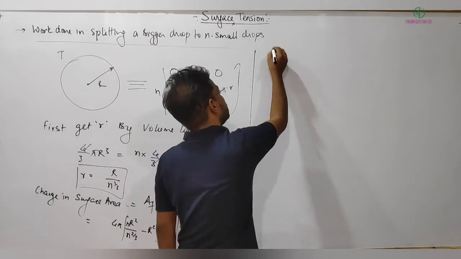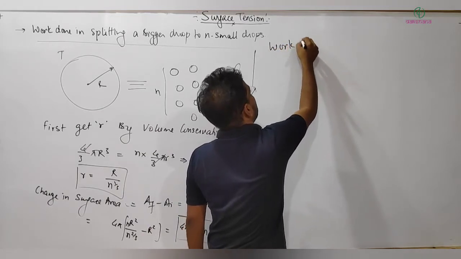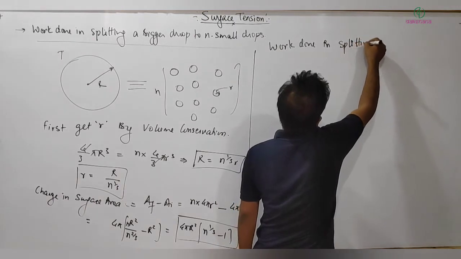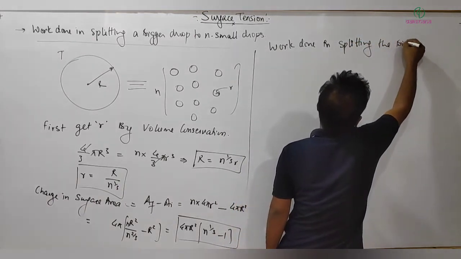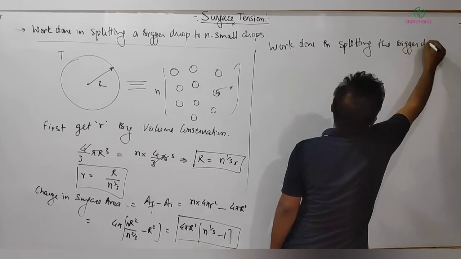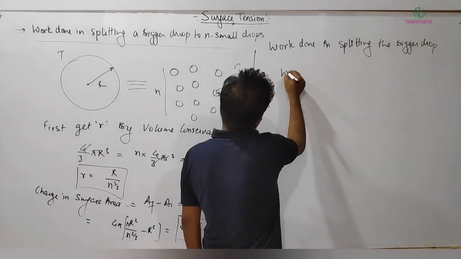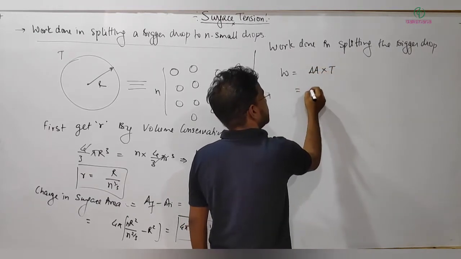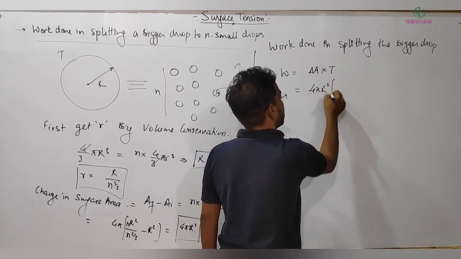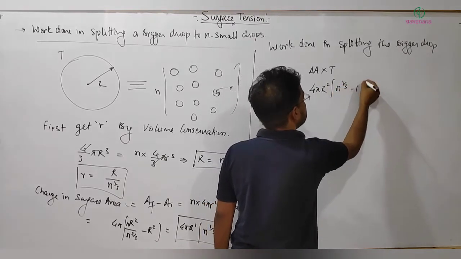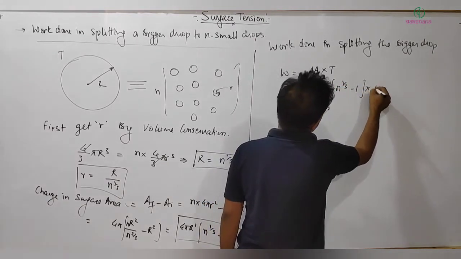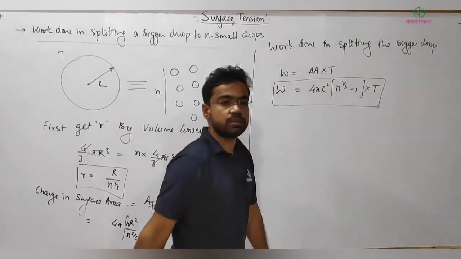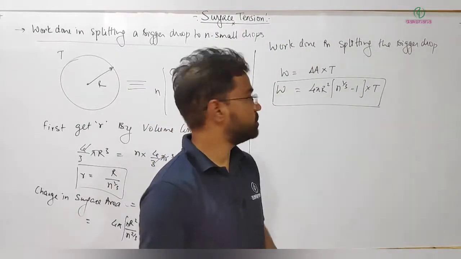Then work done will be equal to what? Work done in splitting the bigger drop can be written as work done is equal to delta A, change in area, multiplied by surface tension, that is 4 pi r square n power 1 by 3 minus 1 into T. So this is the work done in splitting a bigger drop into small drops.